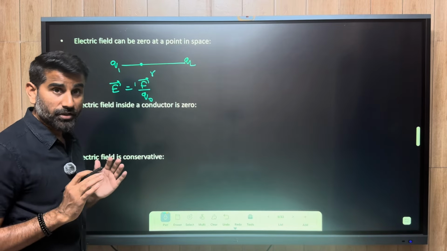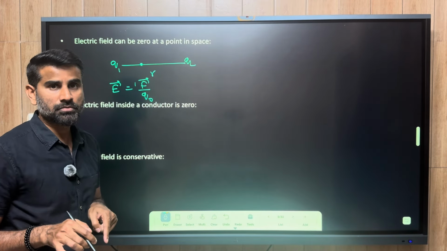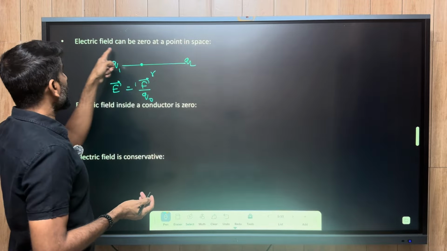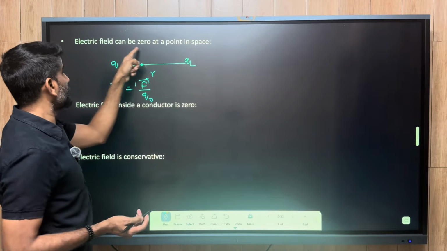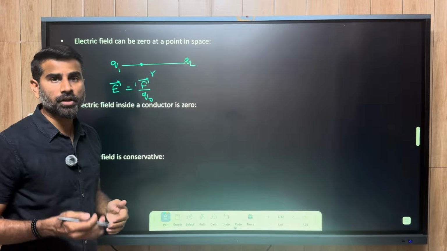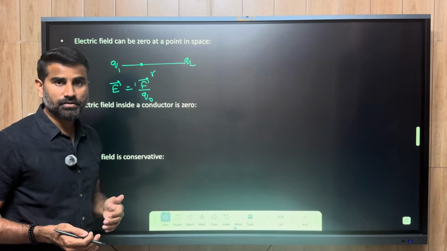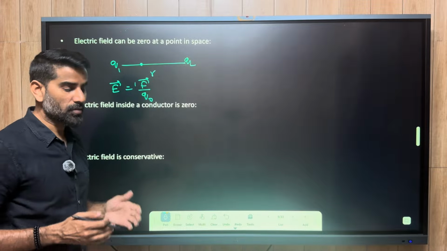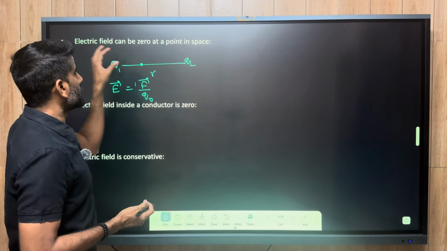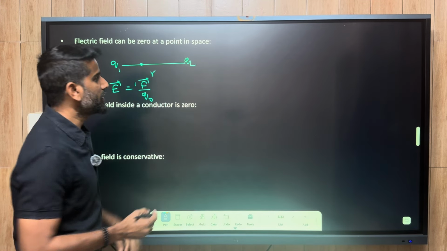So there is a possibility for the net field to be zero. The points where the net electric field is zero are called null points. We are going to learn about null points in the next slides. You don't need to worry about it, because I am going to give you two examples based on this null point concept.